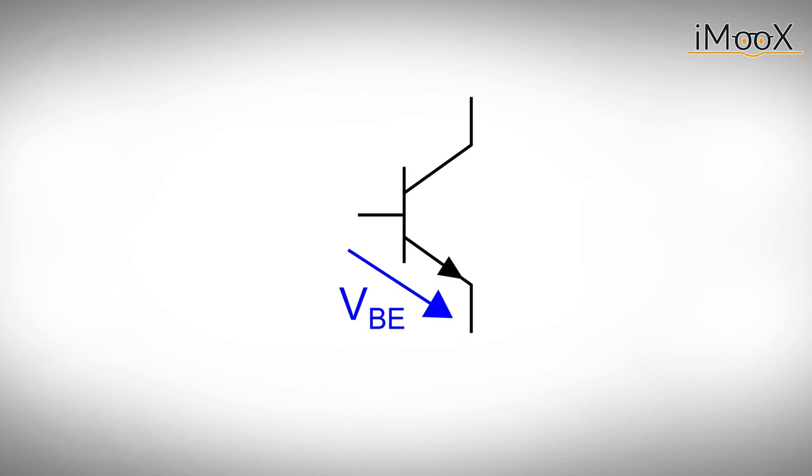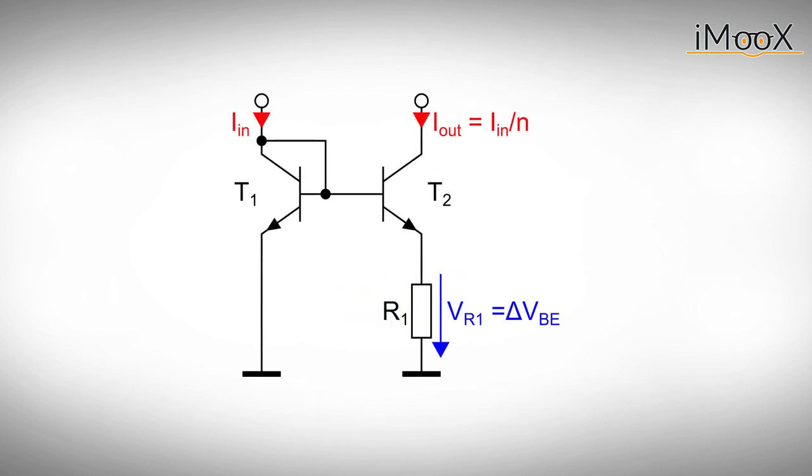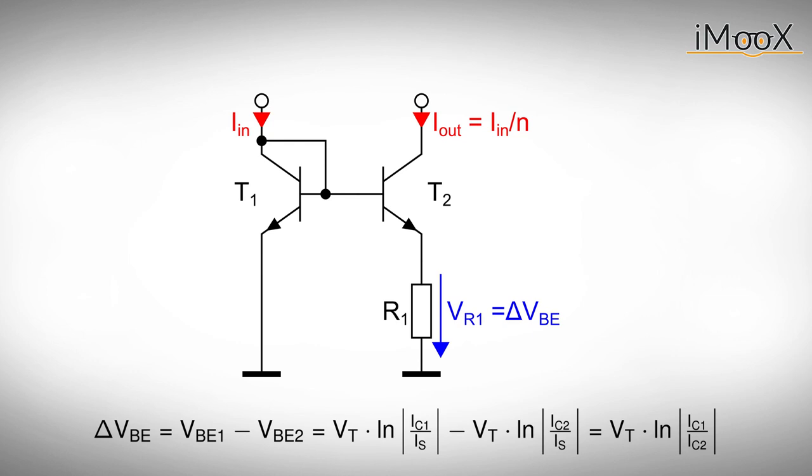Unfortunately, the base emitter voltage depends on temperature and changes about -2 mV per Kelvin. But if we add a voltage with a positive temperature coefficient, we can use it to compensate. To do so, we design a current mirror with a resistor R1 connected to one of the emitters. The voltage drop over R1 is the difference between VBE1 and VBE2. Expressing the base emitter voltages by the currents and calculating the difference yields delta VBE, the voltage drop at R1.